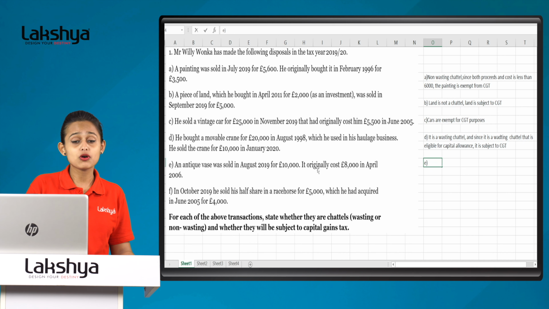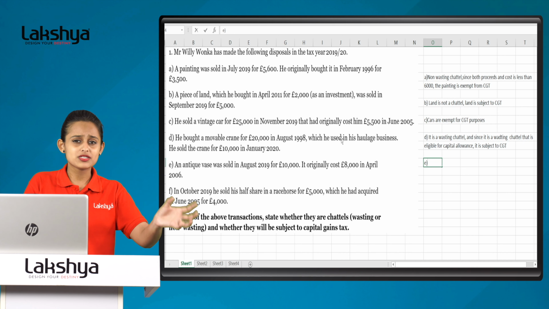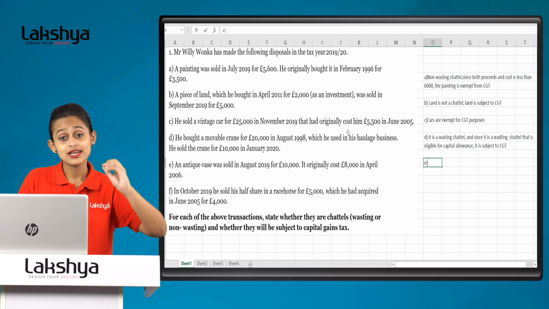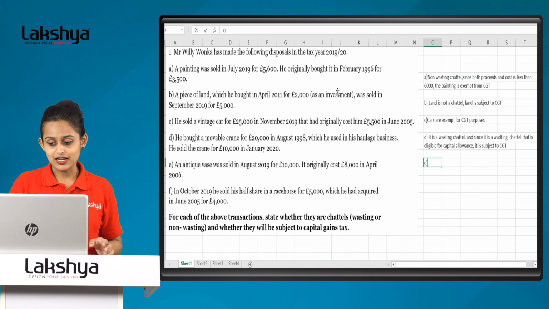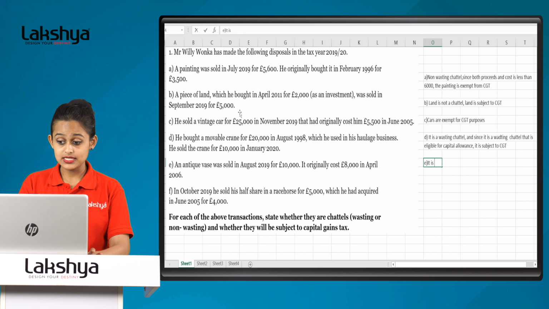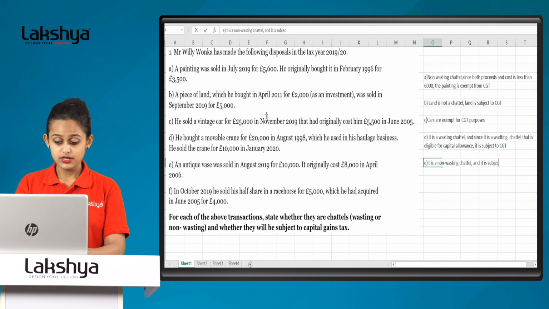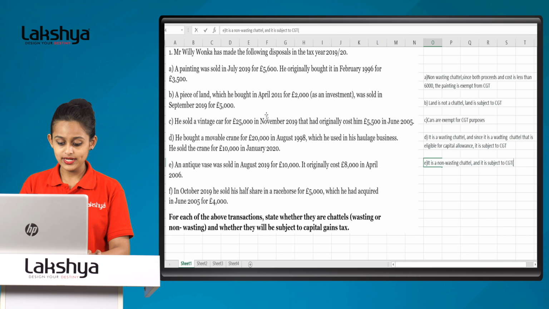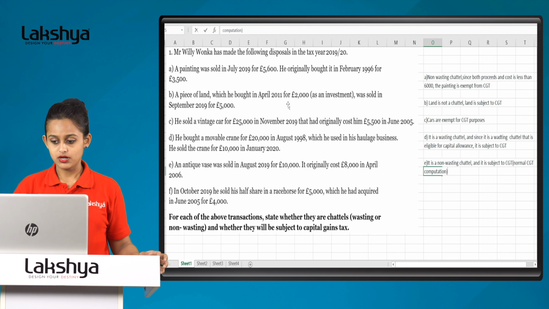Sold for 10,000, cost was 8,000. So, both proceeds and cost are above 6,000. Therefore, like a normal CGT calculation. So, we can write it is a non-wasting chattel, and it is subject to CGT, bracket, normal CGT computation, alright.